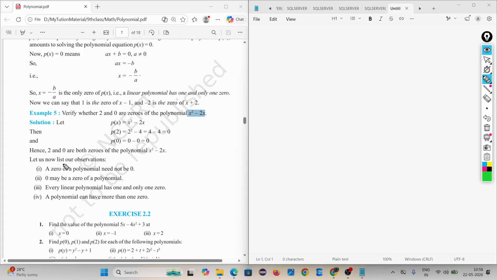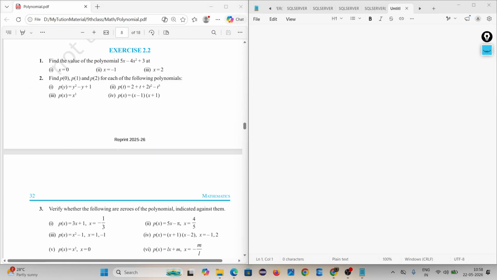Let's now list our observations. A zero of a polynomial needs to be such that, suppose p of x is a polynomial, p of x should be equal to 0. Then I can say it is a zero of the polynomial. 0 may be a zero of a polynomial. Every linear polynomial has one and only one zero. A polynomial can have more than one zero. Do you understand this?